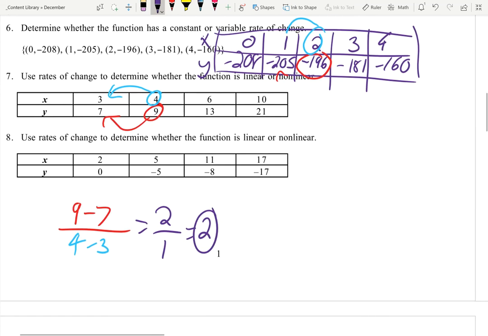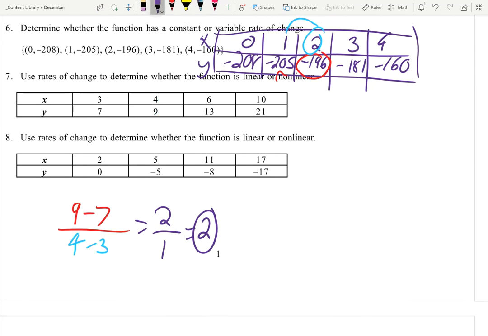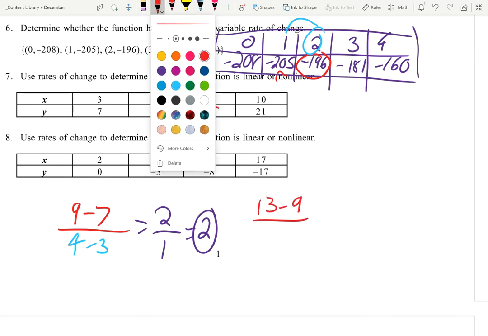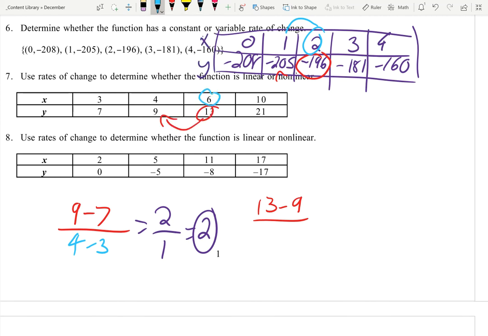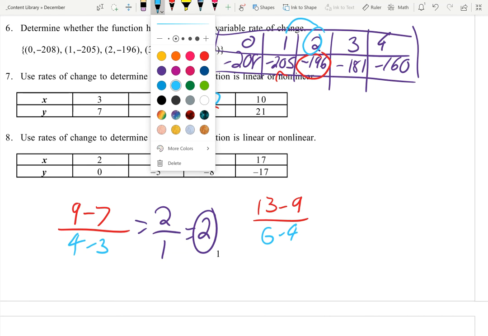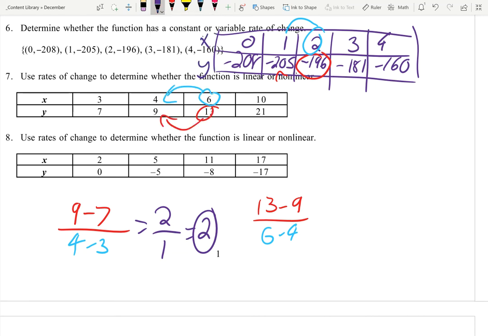So keep that in mind, right? That's 2. Let's look at the next one down. So we're going to do 4 and 6 next, right? So 13 minus 9. We're going to do that on top. And then we're going to do its corresponding x value. So 6 minus 4 on the bottom. So when I simplify this, I end up with 13 minus 9, which is 4, and 6 minus 4, which is 2. Now this equals 2 when you simplify it, right? So far, so good. We have 2 and we have 2.